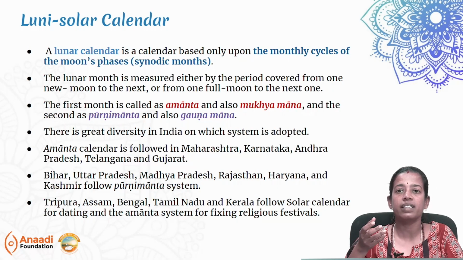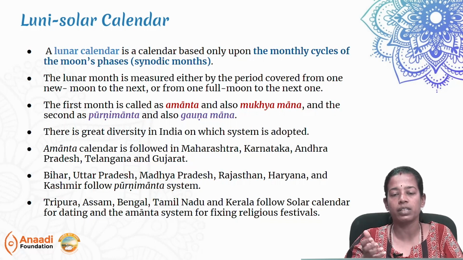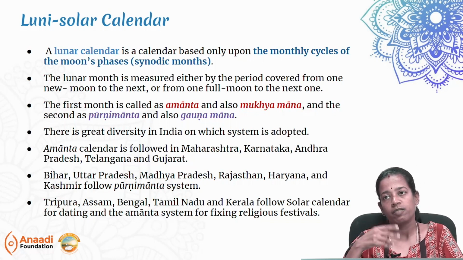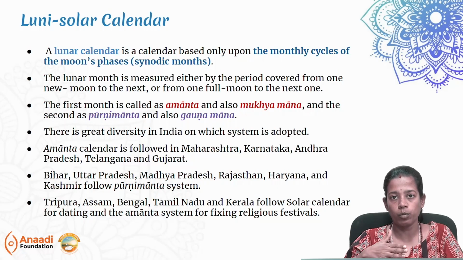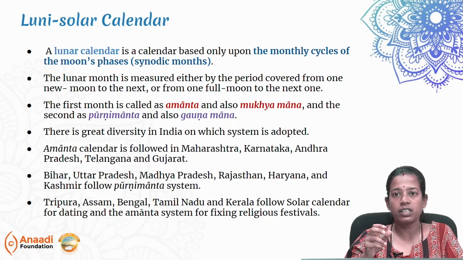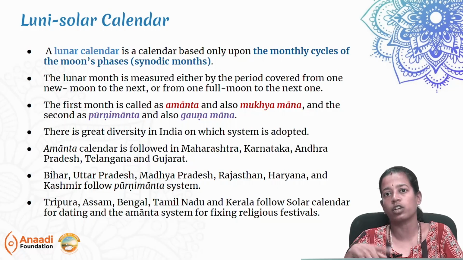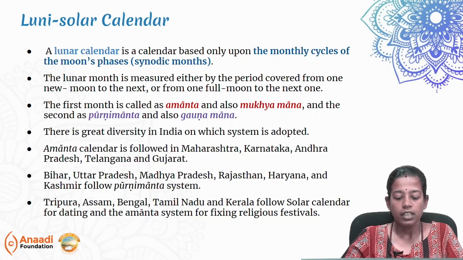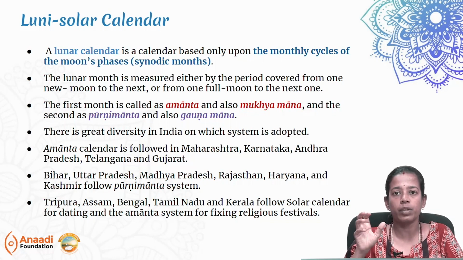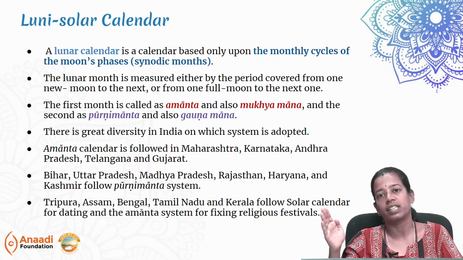So, the lunar calendar will be entirely based upon the monthly cycles of the moon, which means we can calculate from one full moon to another or one new moon to another. These are also called synodic months. Synodic is an important term, which means that this phenomenon repeats again and again. It is talking about the frequency; there is a cycle. So, one cycle of calculation will be measuring from one new moon to another.